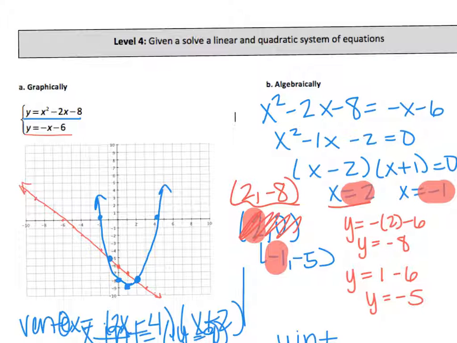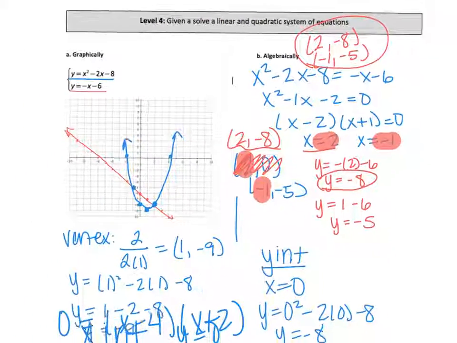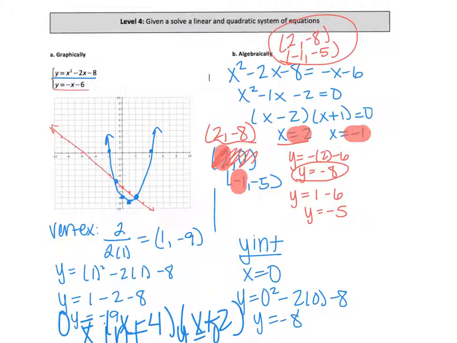So when I plugged in 2, I got y to equal negative 8, so I know one solution is going to be at 2 and one solution is going to be at negative 1, and their corresponding y values are going to be at negative 8 and negative 5. So two ways to do this, and both ways turned out just fine, so it's whatever you prefer.